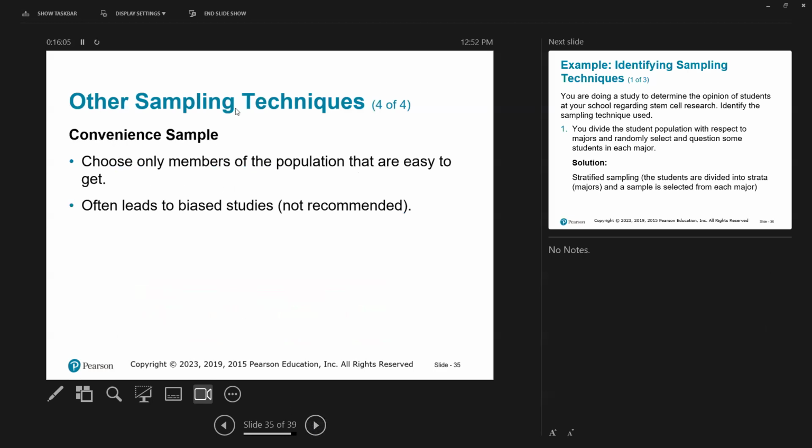Last sampling technique is called convenience sampling. Choose only members of the population that are easy to get, and this often leads to biased studies, and this is not recommended.